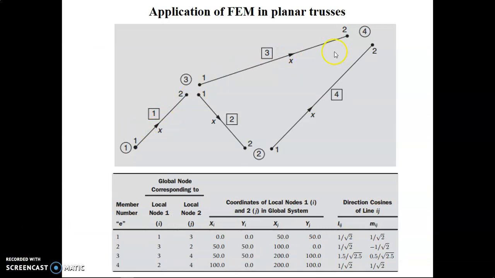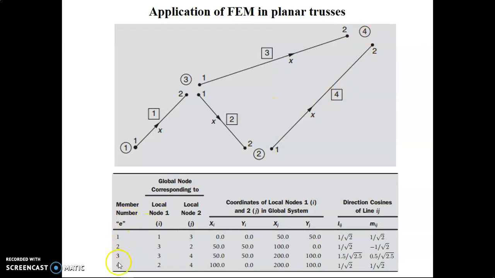Now we will isolate each and every element of the truss structure. So the first element is formed by connecting the first and second node. The second element is formed by connecting the second and third node, the third element is formed by connecting the third node and the fourth node, and finally the fourth element is obtained by connecting the second and fourth nodes.